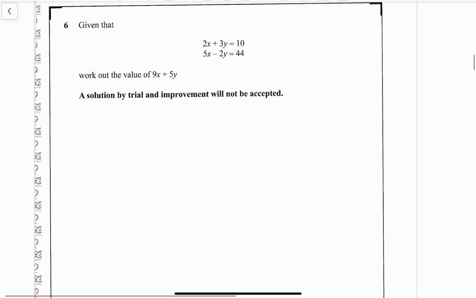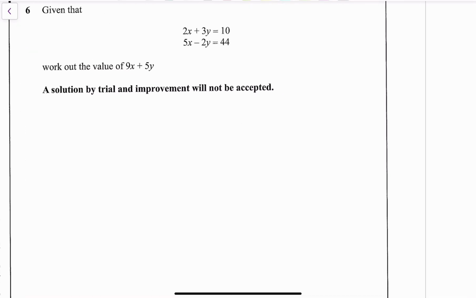Next one, we've got simultaneous equations. I'll call this equation 1, call this equation 2. Work out the value of 9x plus 5y. What you must do first is solve the pair of simultaneous equations, and then once you get your x value and y value, fire it into this to see what this thing is worth. But we've got to solve the equations first. First of all, I'm going to eliminate y. I'm going to do that by getting the number of y's in both equations the same. So multiply equation 1 by 2 and equation 2 by 3.